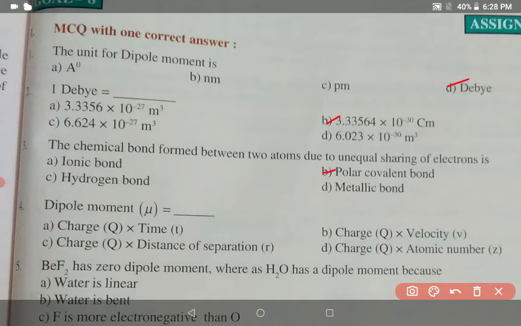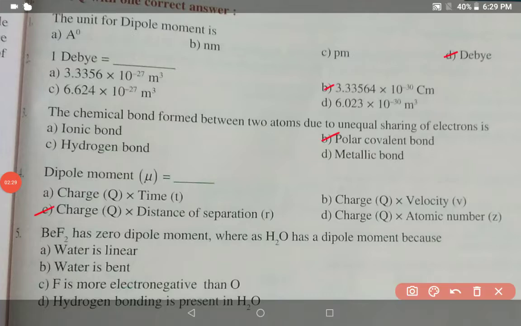Next, fourth bit, dipole moment. Dipole moment can be represented as mu. In the introduction you can find it, just read it and have a look. What is the formula for that? In the introduction there is a point: dipole moment mu is equal to the charge, represented with q, into the distance of separation, that is r. So mu is equal to q into r. Now where do you find this option? Obviously it is option C. Clear? Next, moving on.